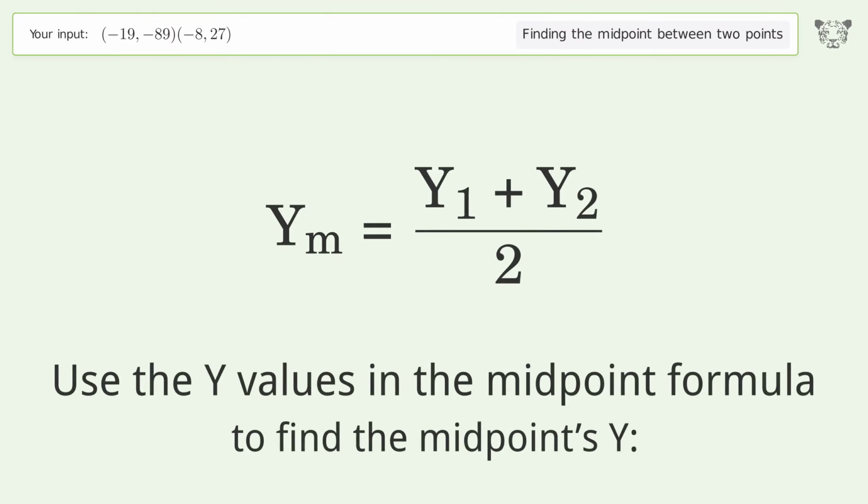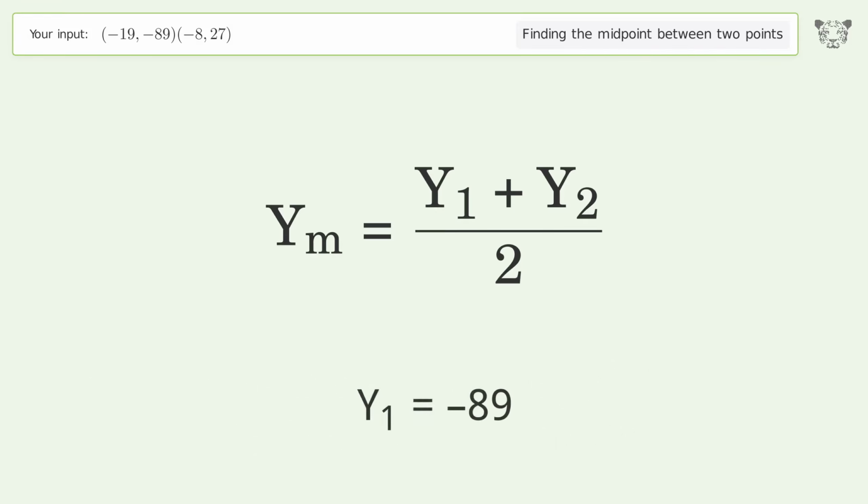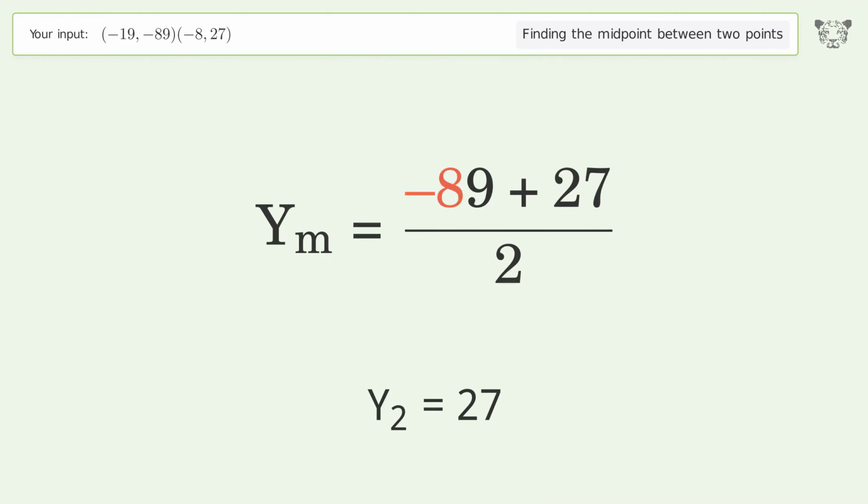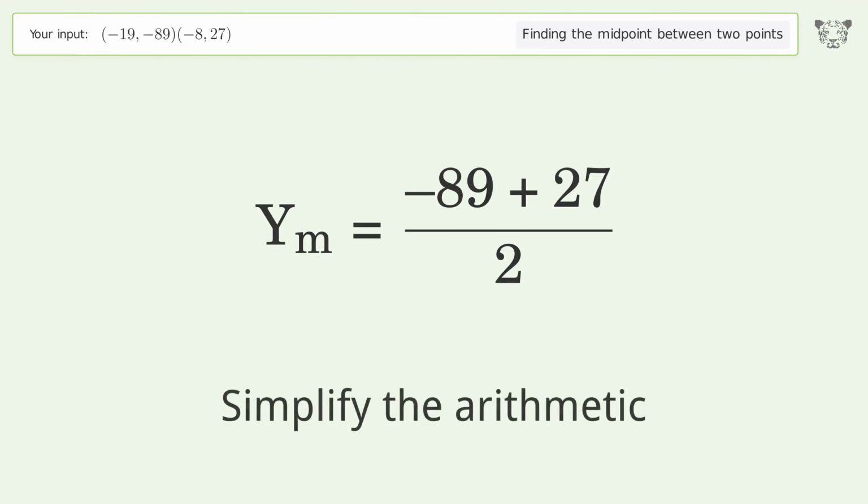Use the y values in the midpoint formula to find the midpoints y. y1 equals -89. y2 equals 27. Simplify the arithmetic.